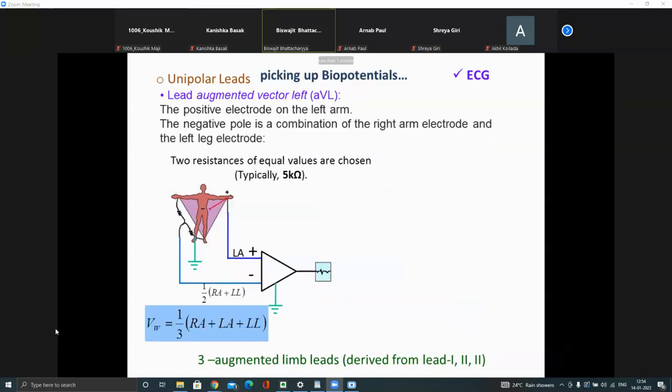Next, now we'll see AVL. In the AVL, actually the right arm and left leg are having some average. They are connected through equal value resistors of 5 kilo ohm to the inverting terminal of the op amp. And left arm is as usual.